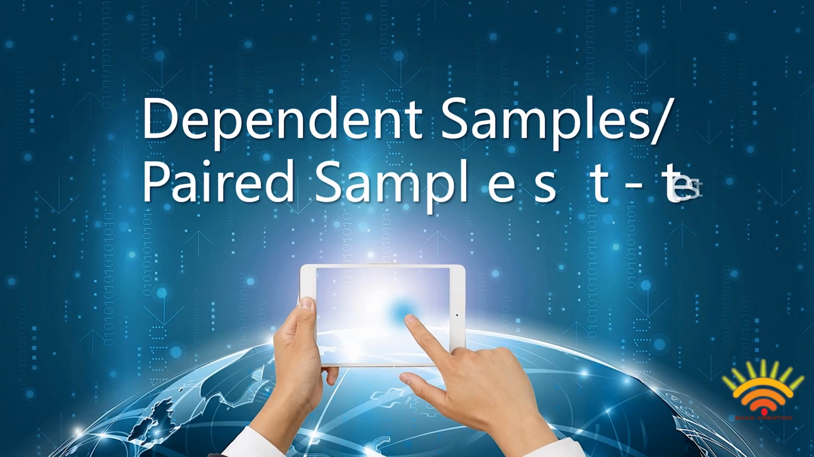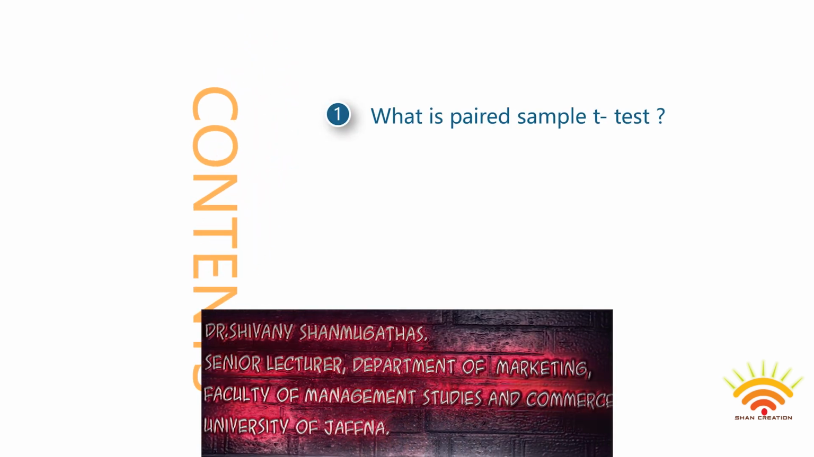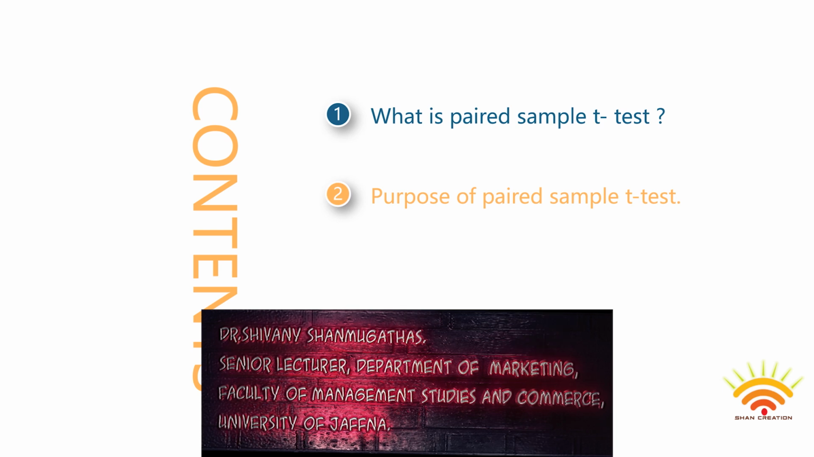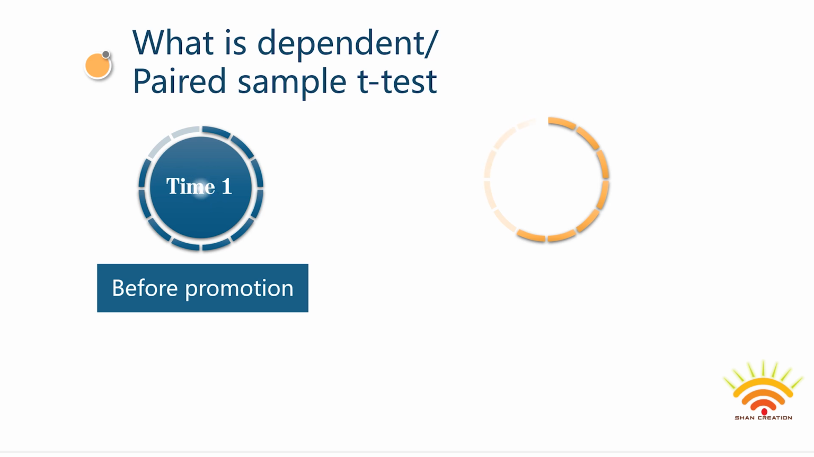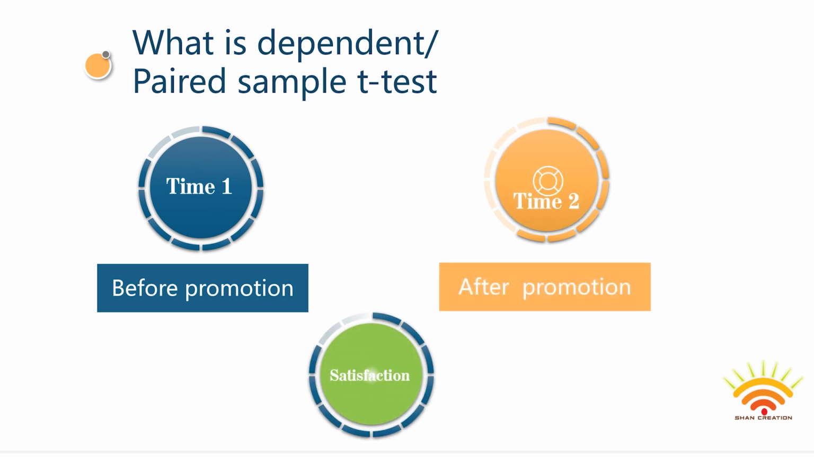Dependent samples t-test or paired samples t-test. This video will teach you what a paired sample t-test is, the purpose of running a paired sample t-test, the steps in running a paired sample t-test in SPSS, and how to interpret the outputs. The purpose of the dependent sample or paired sample t-test is to test a dependent variable at two times.